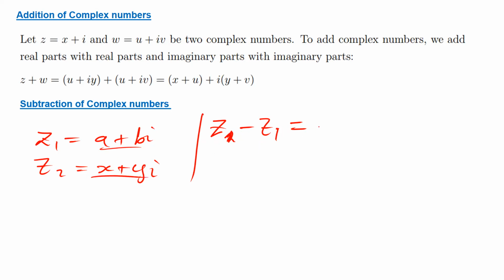This means that you are going to subtract this from that. In short, we're just subtracting the real part from the real part, and then the imaginary from the imaginary. So we have X minus A, and then plus, we also have this minus that, so we have Y minus B. Yeah, so this is what we have. So now let's take a look at some practical examples.